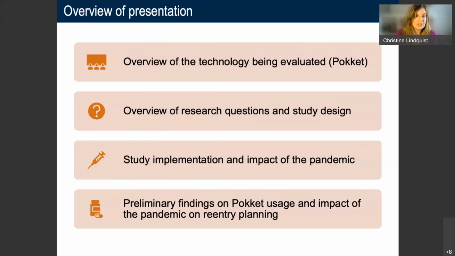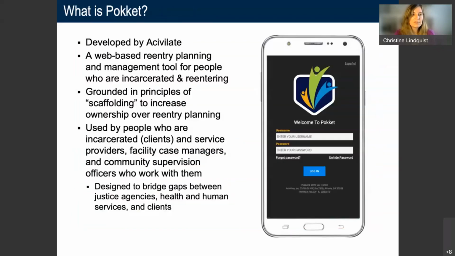In this presentation, I will provide a brief overview of the technology being evaluated in our study. I'll summarize our key research questions and study design. I'll update everyone on where we are with study implementation and the impact of the pandemic on our research. And then I'll share some preliminary findings on Pocket usage and the impact of the pandemic on reentry planning. So first, a few slides summarizing the Pocket tool.